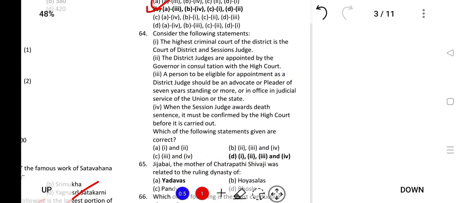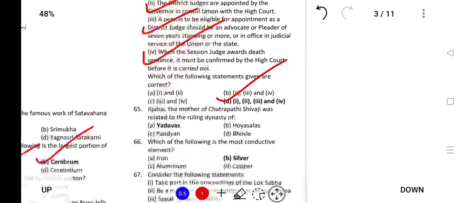Consider the following statements. The highest criminal court in the district is the district court of the district and session judge, correct? The district judges are appointed by the governor in consultation with the High Court, correct? The person eligible for appointment as a district judge should be an advocate or pleader, correct? When a session judge awards a death sentence, it must be confirmed by the High Court, correct? So all four of them are correct.